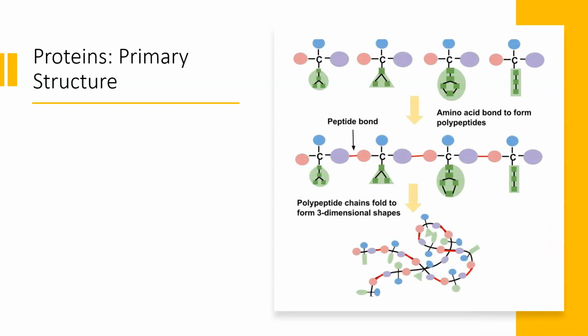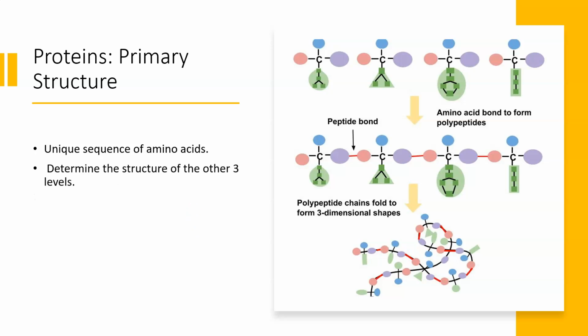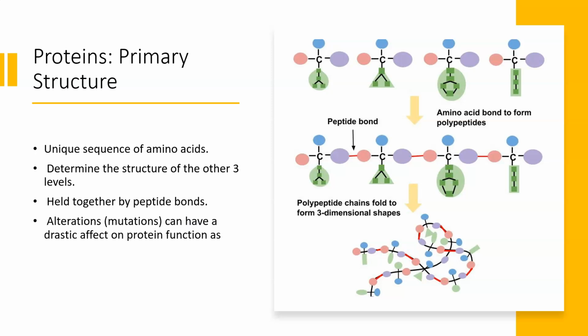proteins interact. Okay, so looking at the primary structure first of all, this is our unique sequence of amino acids. They determine the structure of the other three levels, because depending on the organisation of those amino acids depends whether the bonds are going to form for the protein to develop. Each amino acid is held together by a peptide bond.